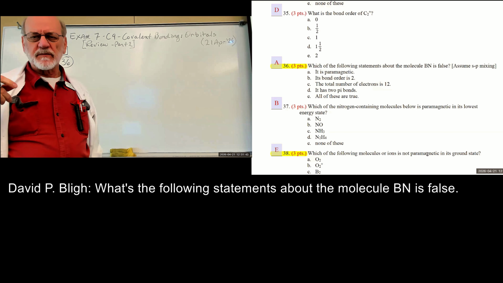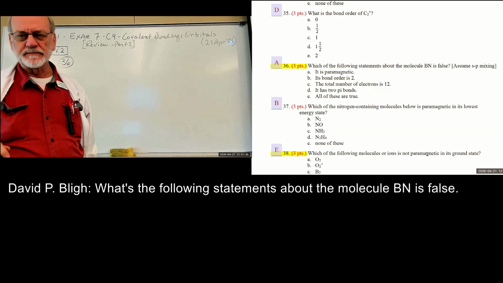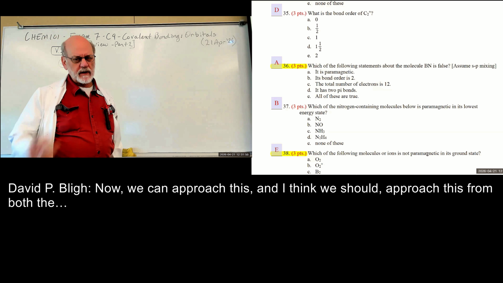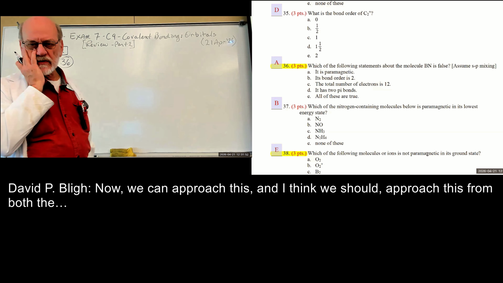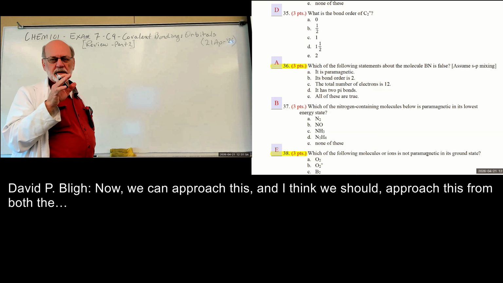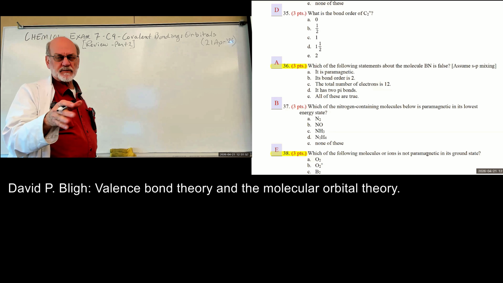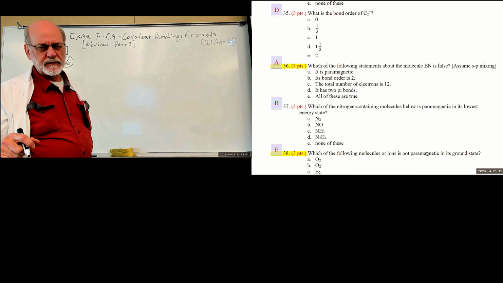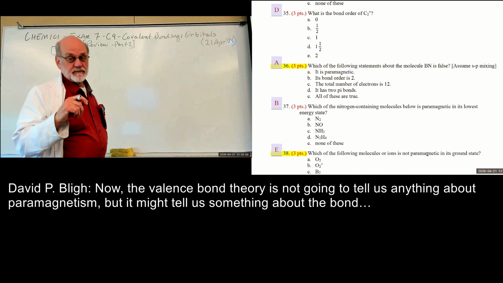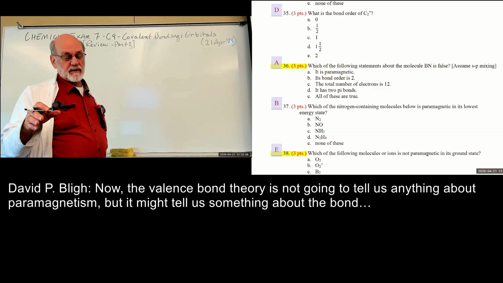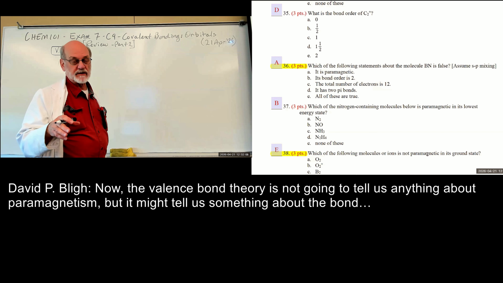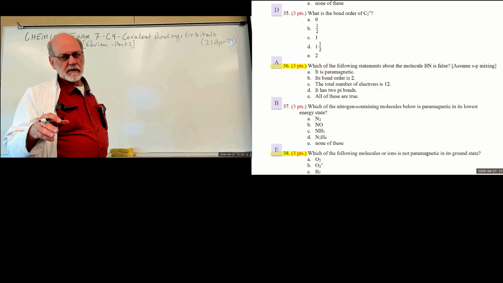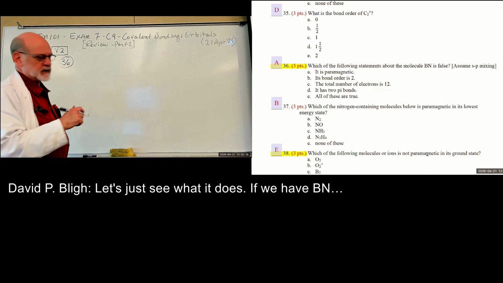Which of the following statements about the molecule BN is false? And it says to assume sp mixing. Now we can approach this, and I think we should approach this from both the valence bond theory and the molecular orbital theory. Now the valence bond theory is not going to tell us anything about paramagnetism, but it might tell us something about the bond numbers. Let's just see what it does.